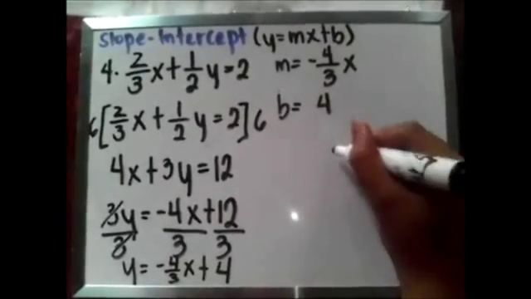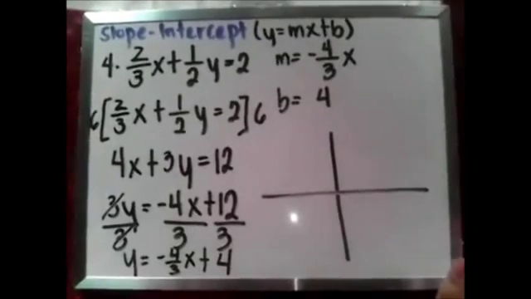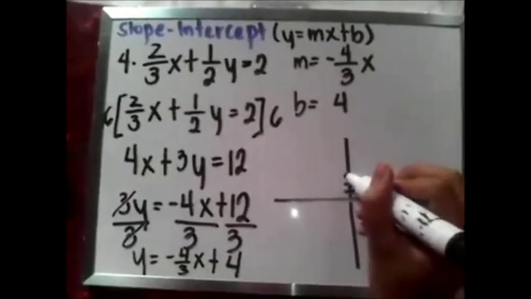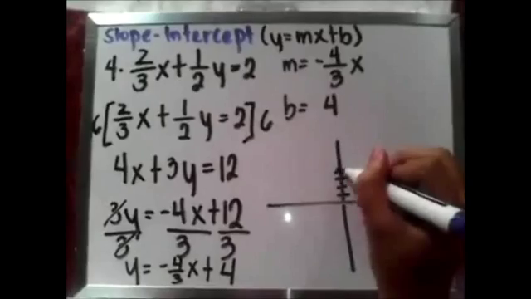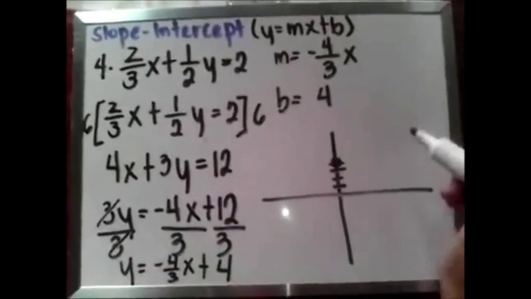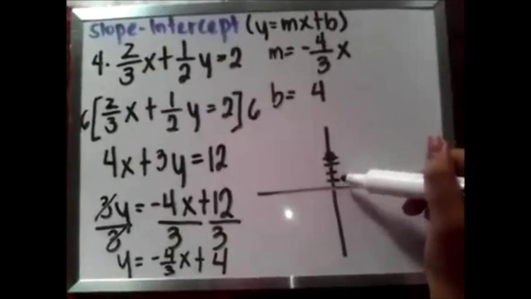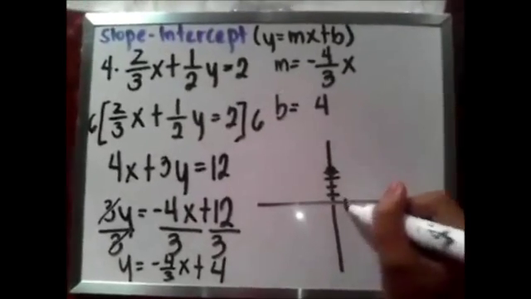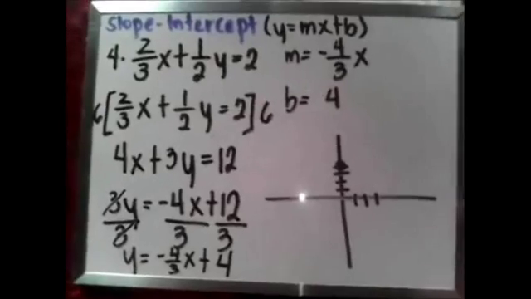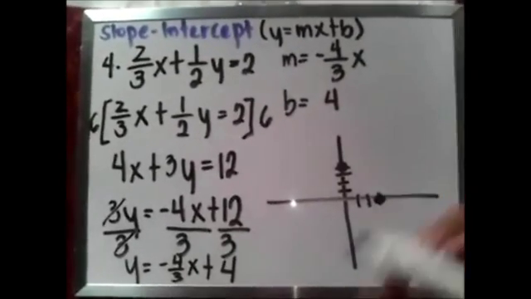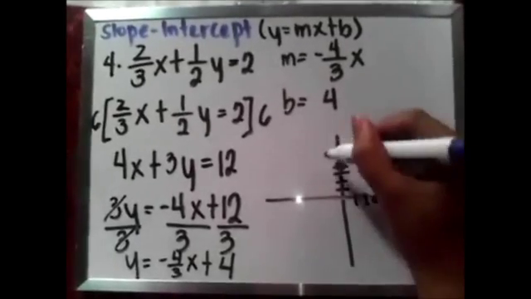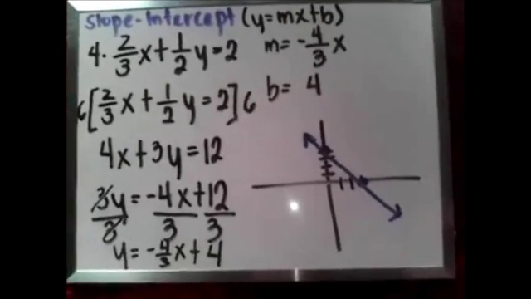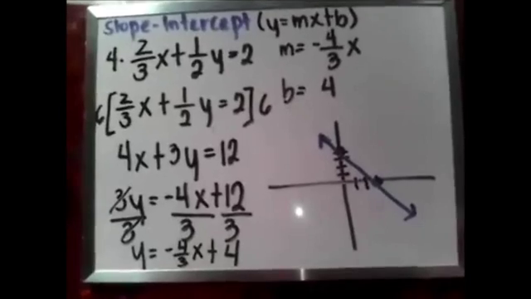Now you can have your graph. So you need to go upward 4 times. 1, 2, 3, 4. Then go downward 4 times. 1, 2, 3, 4. Then run 3 times. 1, 2, 3. Then after that, connect the dots. So that will be your graph for the equation 2 over 3x plus 1 over 2y is equals to 2.